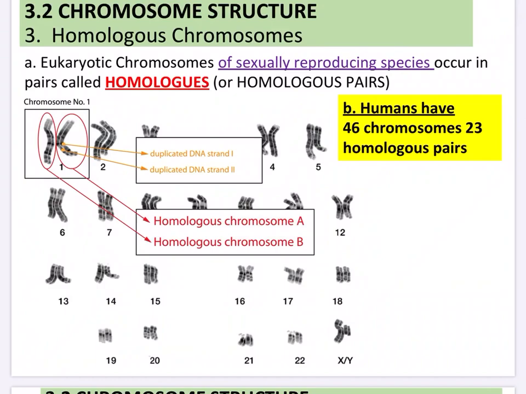Eukaryotic chromosomes of sexually reproducing species occur in pairs called homologs or homologous pairs. So, humans have 46 chromosomes that occur in 23 homologous pairs. So what you're looking at right there is a picture of all 23 pairs of human chromosomes.